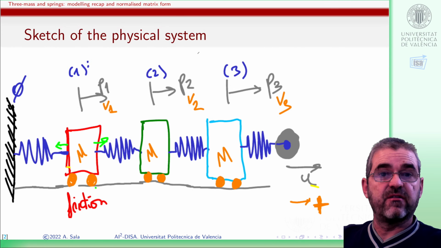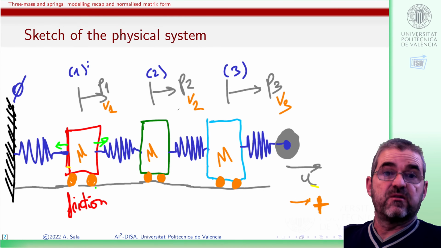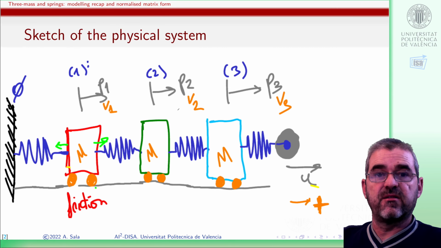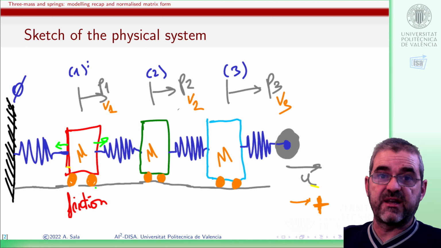This is the sketch of the physical system to be modeled, and in a companion video we in fact explain with greater depth the modeling of each of the equations. So you are referred to said video to complement the ideas we'll have here. Perhaps you should view that video before viewing this one.